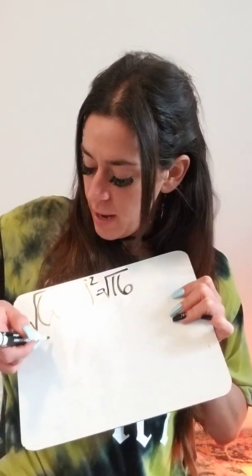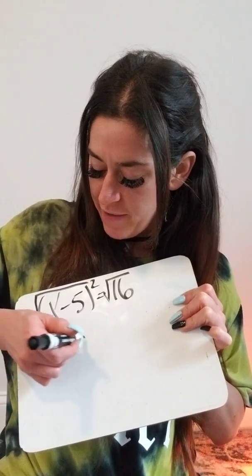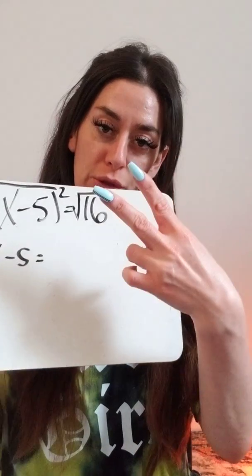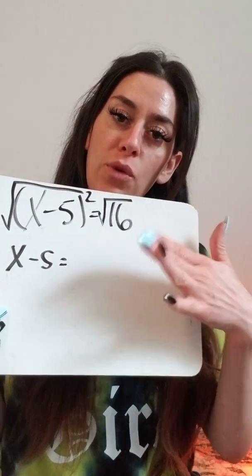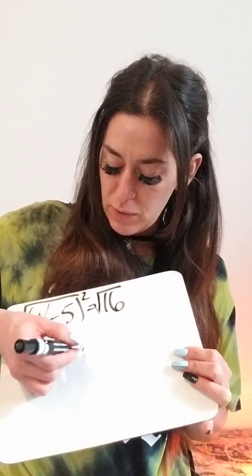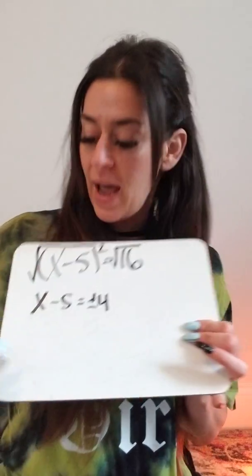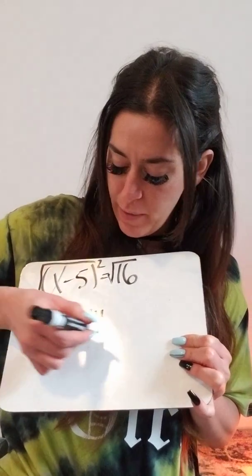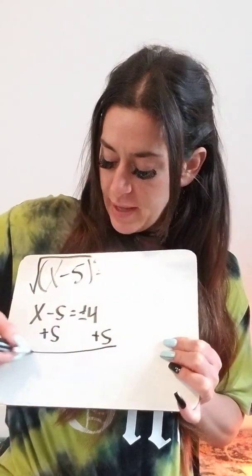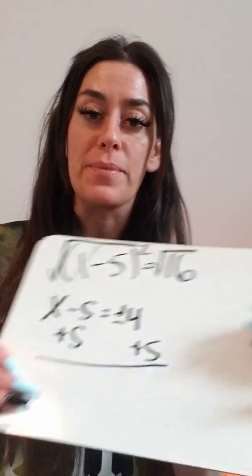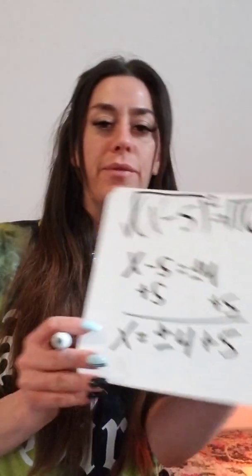They cancel out. I'm just left with x minus 5 equals. Now, the square root of 16 has two solutions. You have +4 and -4. So I'm going to say this equals plus or minus 4. And then I have to add 5 to both sides, because I'm not solving for x minus 5, I'm solving for x. I want to know where the intercepts are. So my solutions are x equals 5 plus or minus 4.